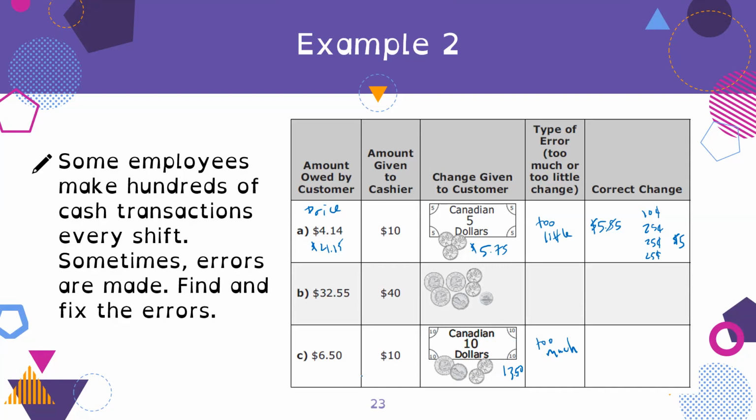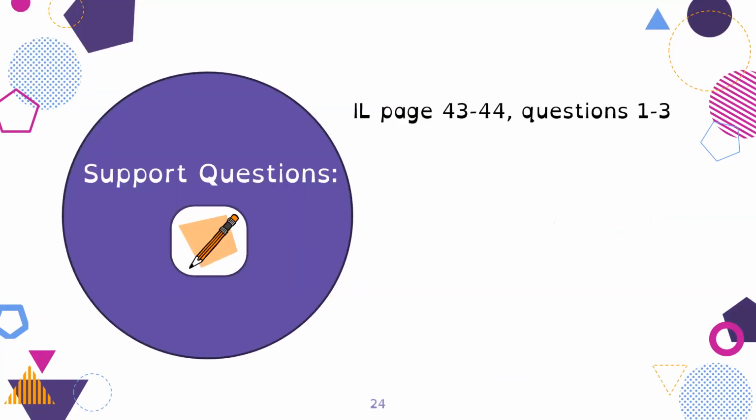So they just gave us back the wrong bill. If we think about it, $6.50, so 50 cents is going to give us to $7, plus 3. So really we needed to get $3.50 back. And they just gave us back the $10 bill as well as the change. So that isn't great. And that's another way to pay attention. Okay, so now you can do the support questions on pages 43 to 44, questions 1 through 3.